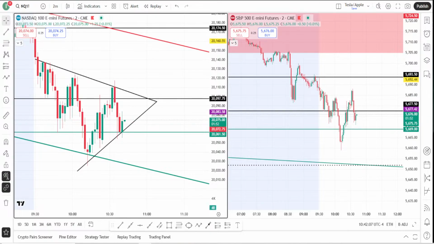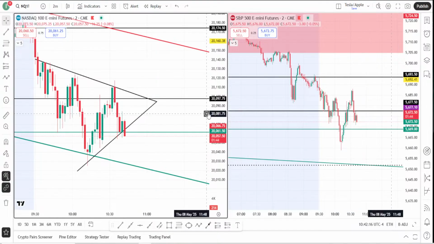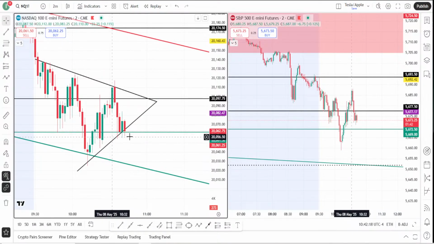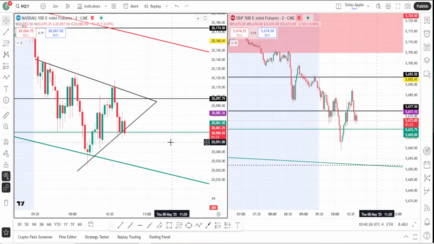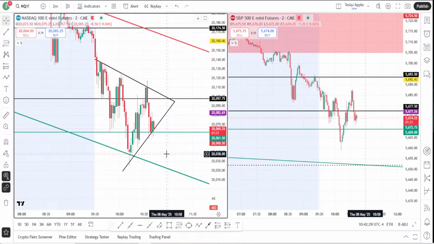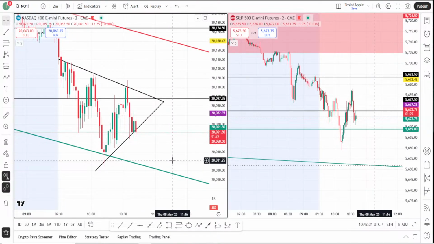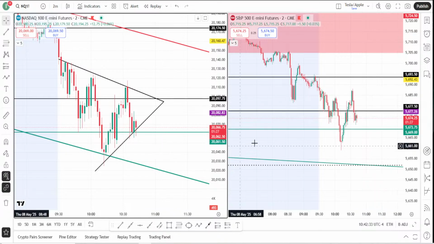Come on, market. Let's move it. Let's end this day early. Oh, sellers are still here. Hoping this range will hold.